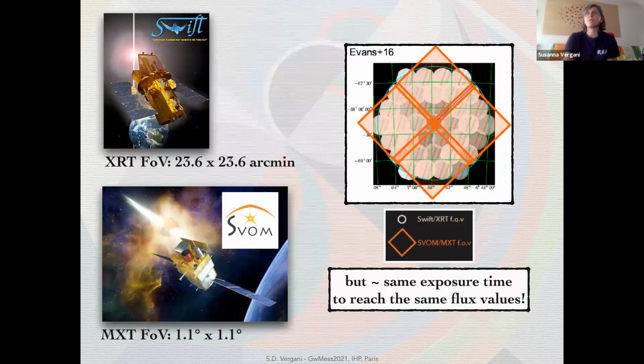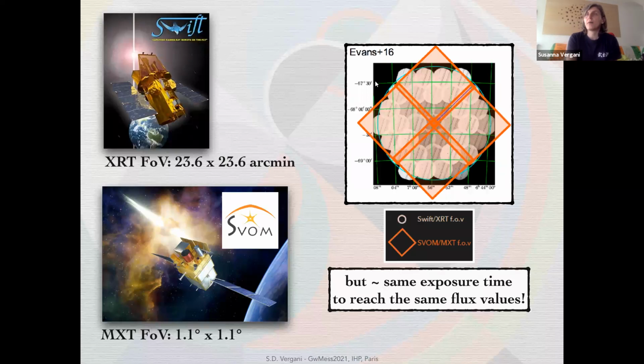So apart from Swift, what do we have? Are we able with the X-ray satellites to really scan the sky quickly enough? Swift is very rapid, but it has a pretty small field of view. And I put here a comparison with the future satellite, a collaboration between China and France. It's called SVOM, and it will be launched by the end of 2022. Its X-ray telescope has a bit larger field of view.